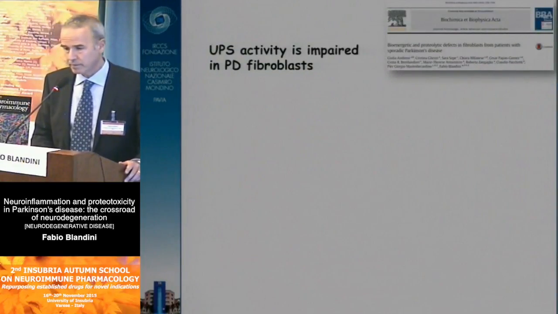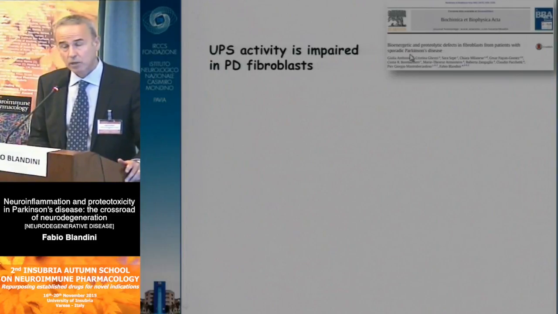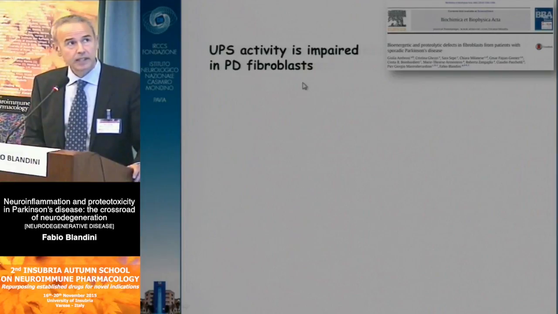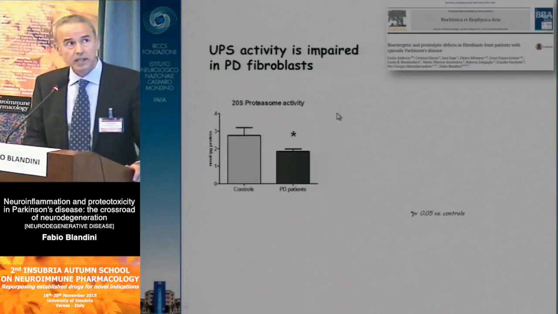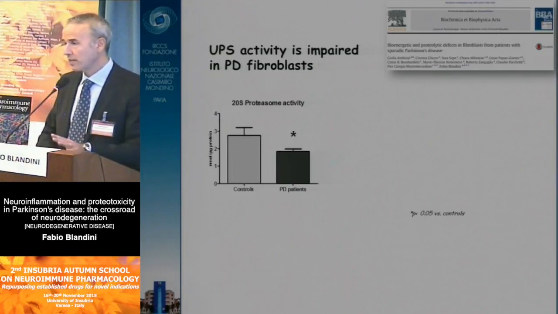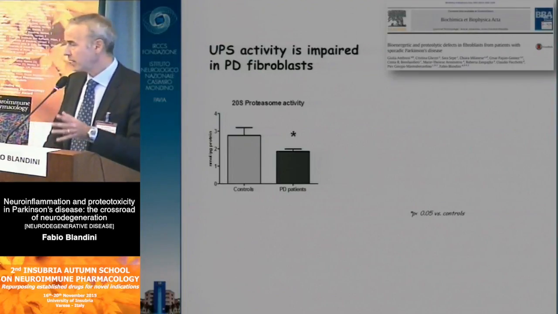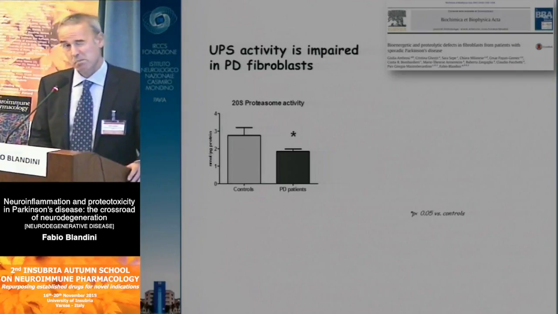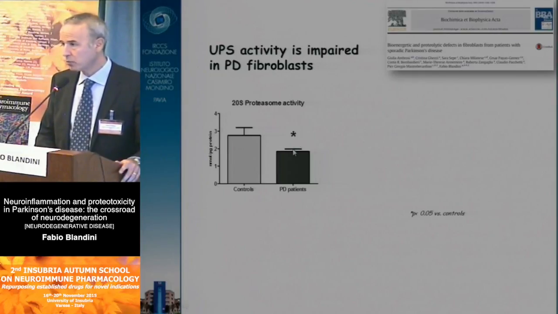We found last year, we published this study, and these are the experiments that Giulio Ambrosi did a couple of years ago. We found that actually the activity of the ubiquitin proteasome system is decreased in the fibroblasts of Parkinsonian patients, sporadic Parkinsonian patients. And this was somehow confirming another finding that we had demonstrated some 8 years before, the same thing, so a reduction in the activity of the 20S proteasome, the catalytic component of the UPS.